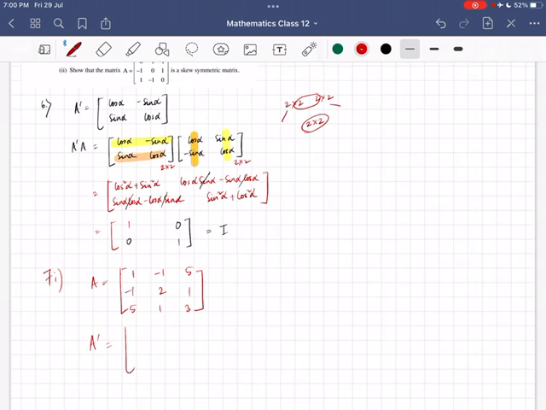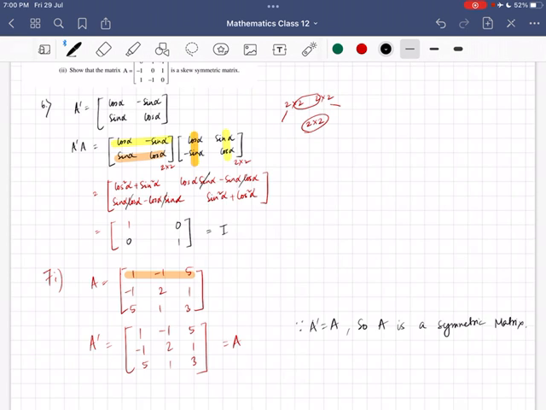The transpose of it. This one is your row 1, so it will become column 1, minus 1, 5, minus 1, 2, 1, 5, 1, 3. So if you look carefully, it is nothing but the matrix A. So I'm going to write, since A transpose is equal to A, A is a symmetric matrix. That's how we do it.